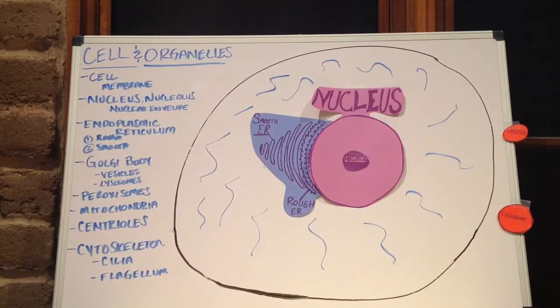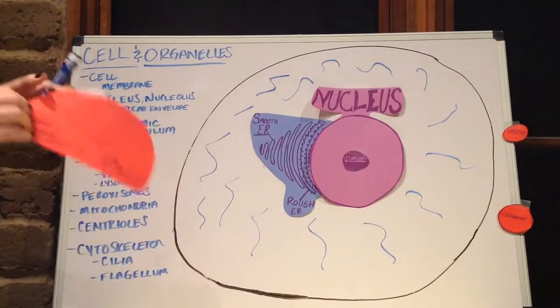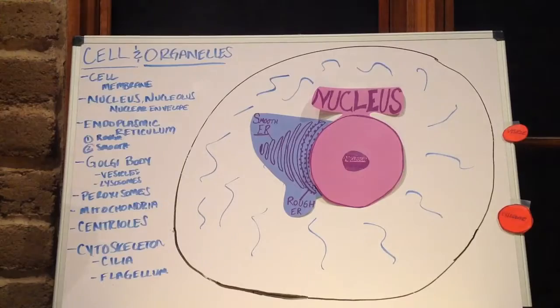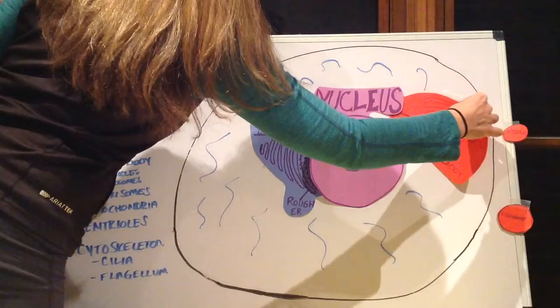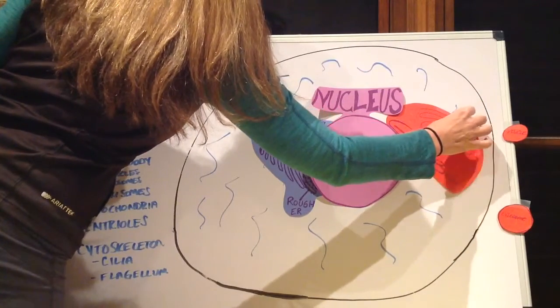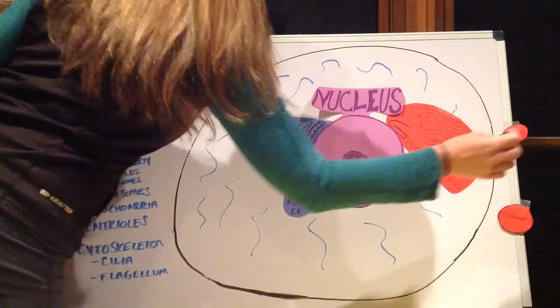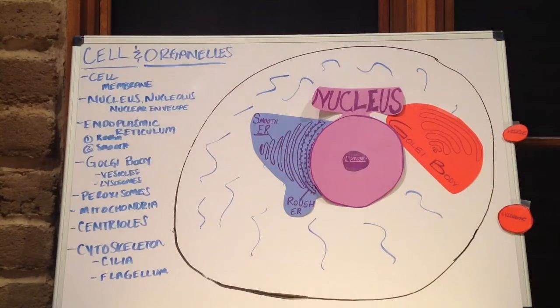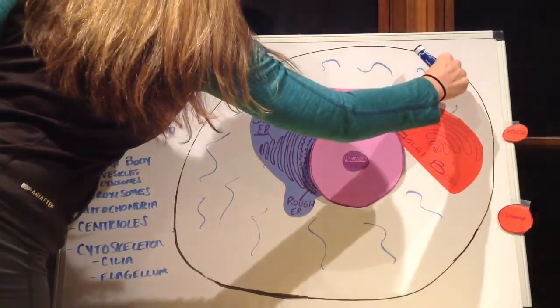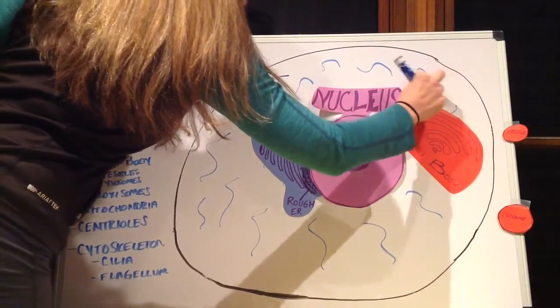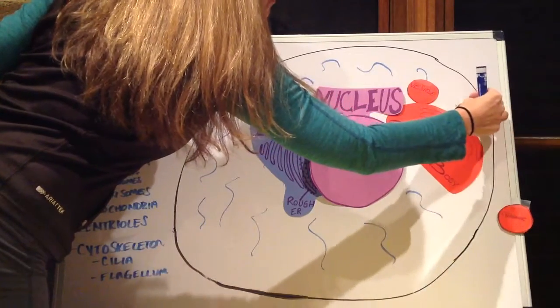The Golgi complex, which looks like pancakes, finishes off proteins and synthesizes carbohydrates. This is like the packing and shipping department of the cell. The Golgi complex is also comprised of vesicles that help transport.